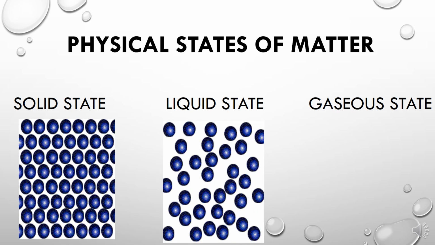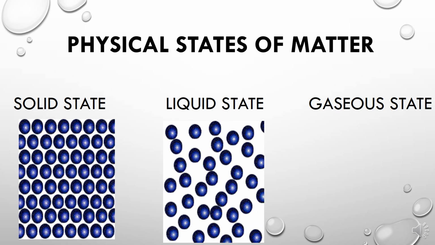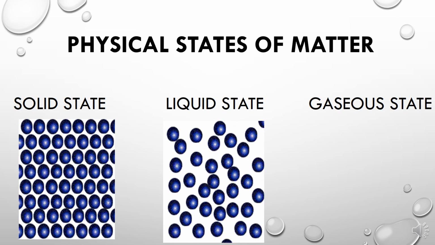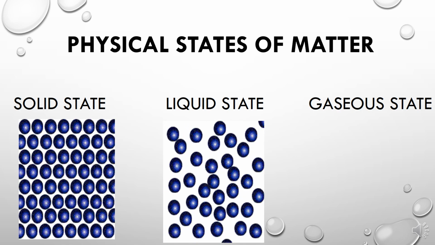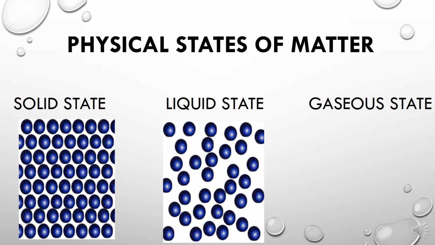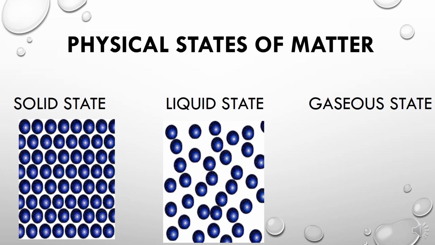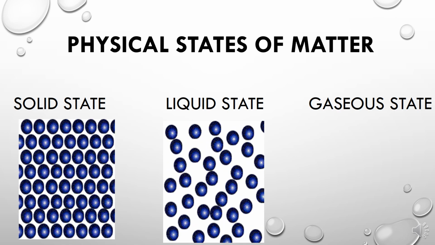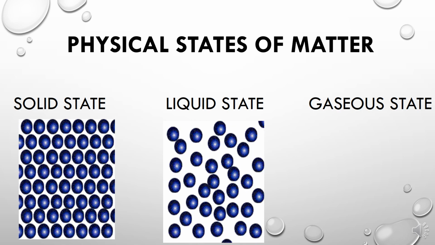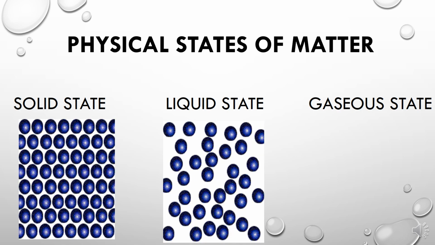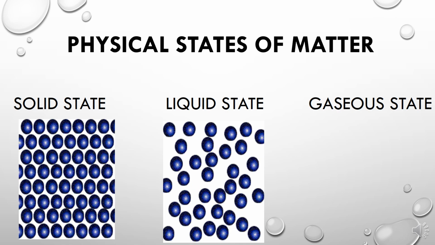Next are the liquids. Liquids have loose packing of particles with large interparticle space, but still the forces between liquid particles are strong enough to bind the particles within the boundaries of the liquid. So liquids do not have a fixed shape, but they have a fixed volume.